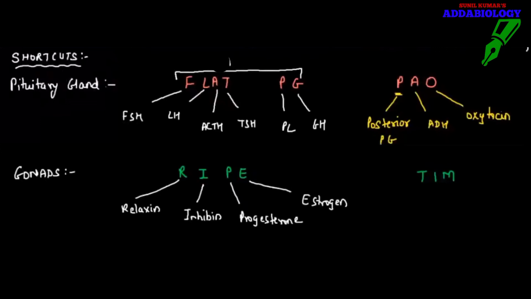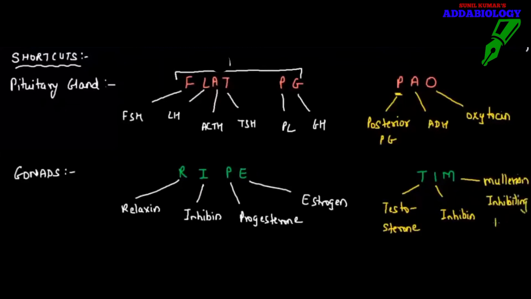Now TIM: basically T is for testosterone, the hormone released from the testes. I stands for inhibin, and M stands for basically Mullerian. So RIPE TIM, if you remember, you can easily remember the hormones of the gonads. M stands for Mullerian inhibiting hormone. So RIPE TIM, or even if you want, you can remember O RIPE TIM. So O stands for ovary, the hormones released from the ovary.